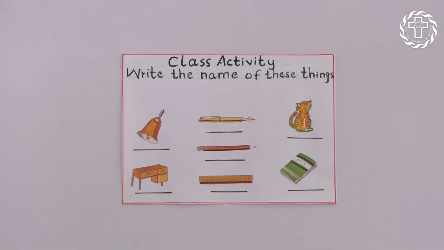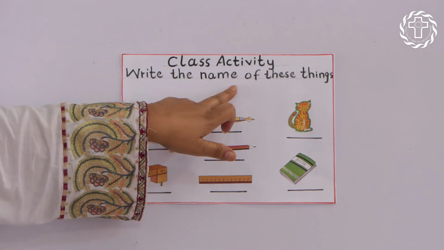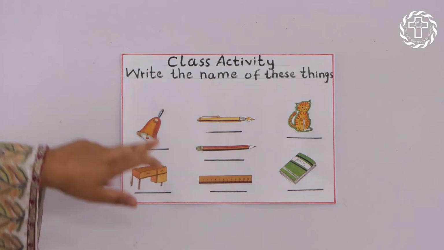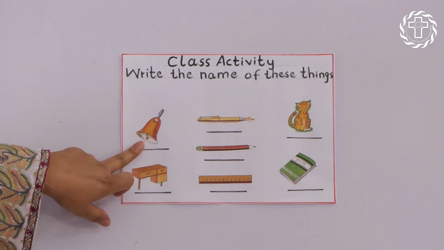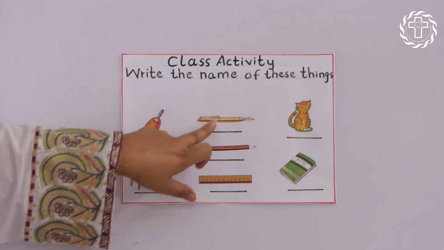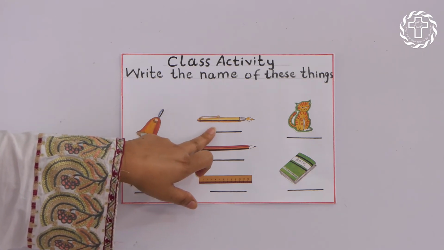This is your first activity. Write the name of these things. These are the things, you write the name. This is a bell. You write here a bell. This is a pen. You write the name of this thing, a pen.